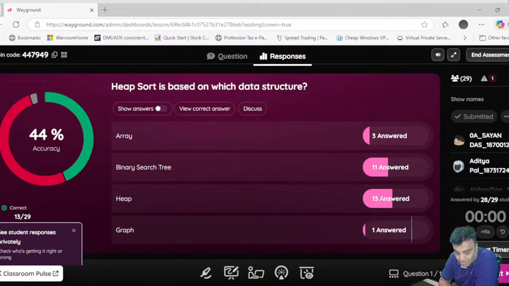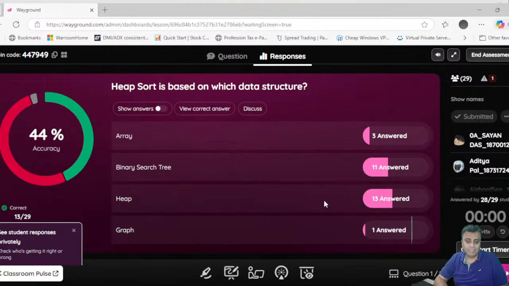Good. Binary search tree. No. Heap is not a binary search tree. I clarified that heap is heap. Binary search tree has the left and the right. Left should be less than the node, and the right should be greater than the node. That's binary search tree. But heap has everything less if it is max. So heap sort is based on which data structure? Where can you do heap sort? On heap. Now heap is a data structure. So the answer is heap for this particular example.